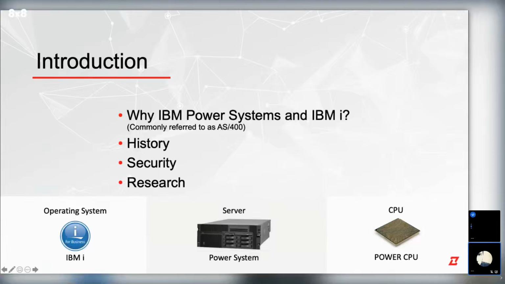I'm going to apologize in advance because a lot of the terminology might get confusing. When I refer to IBM i, I'm referring to the operating system. If I refer to Power System, I'm referring to the server. And if I refer to just Power CPU or Power, it's referring to the CPU that's inside the Power System. It can get a little confusing. You'll see in the history how branding was done throughout the history of the platform, where it was and where it is today. Next slide, please.